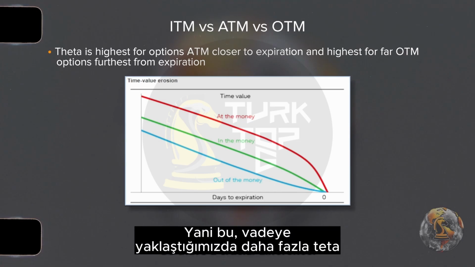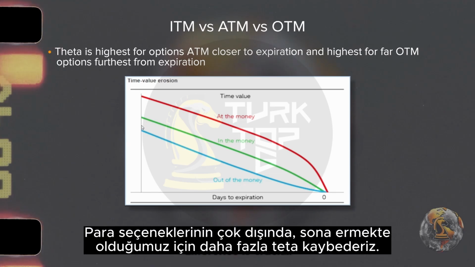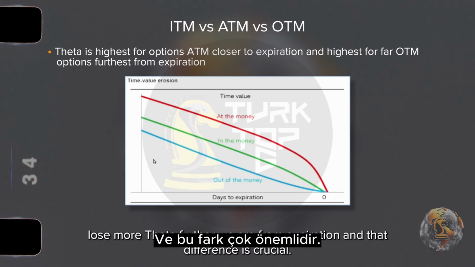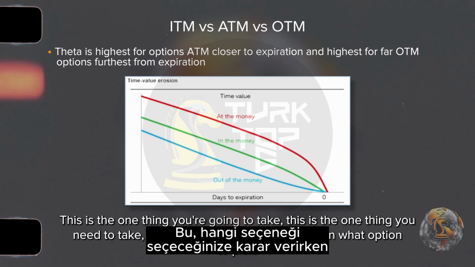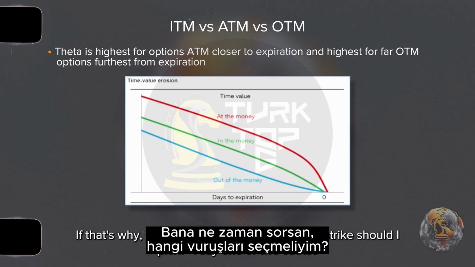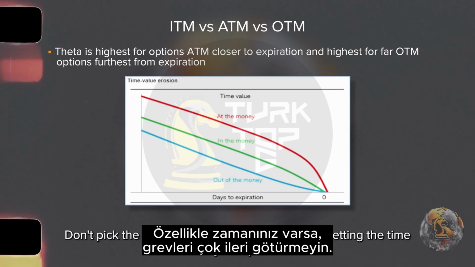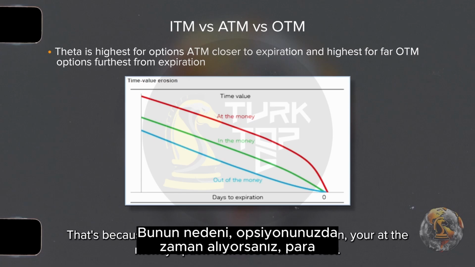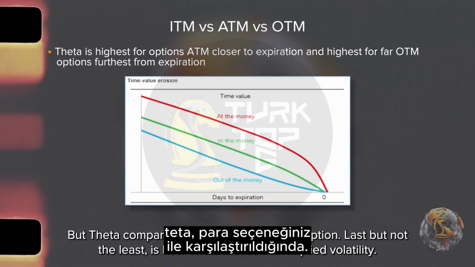So that's a crucial difference. At the money options lose more theta when we are closer to expiration. Far out the money options lose more theta the further we are from expiration. And that difference is crucial. This is the one thing you need to take when you're making decisions on what option to pick. That's why whenever you ask me, what strike should I pick? I say 1 or 2 strikes out the money or pick at the money. Don't pick the strikes too far, especially if you're getting the time on your option. That's because if you're getting time on your option, your at the money option won't lose value as fast with theta compared to your far out the money option.